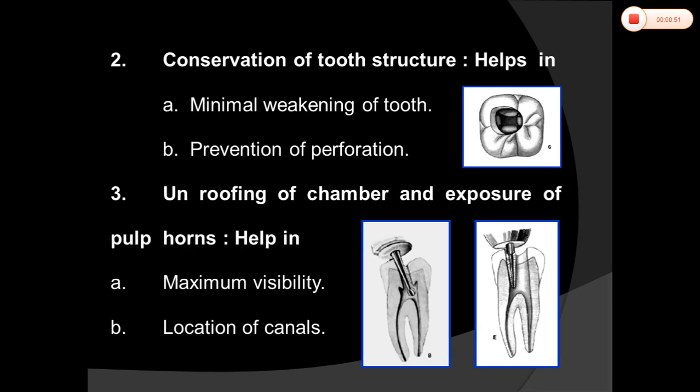So a properly prepared access cavity creates a smooth straight line path to the canal system and ultimately to the apex. So a straight line access provides the best chance of debridement of the entire canal space and reduces the risk of instrument fracture. That is, the instruments mainly used here are files.